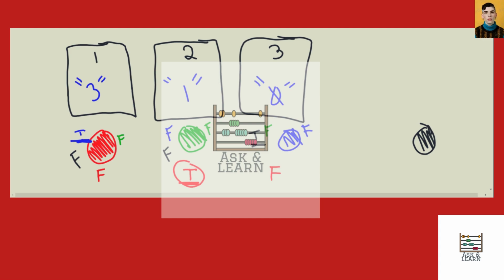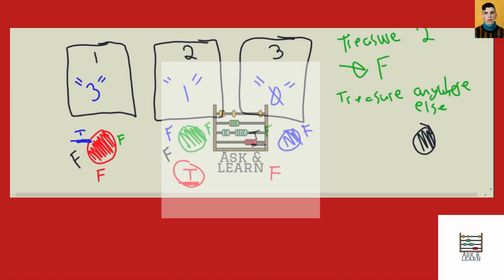So if the treasure is in chest 2, let me use green, if the treasure is in chest 2, well then they're all false. If the treasure is anywhere else, whether it's in trunk 1, trunk 3, or it's not anywhere, well then there's 1 true and 2 false. So that is our answer.